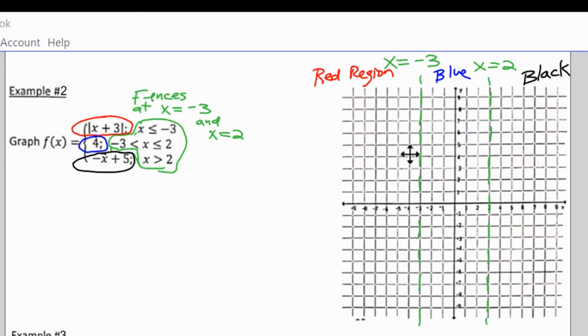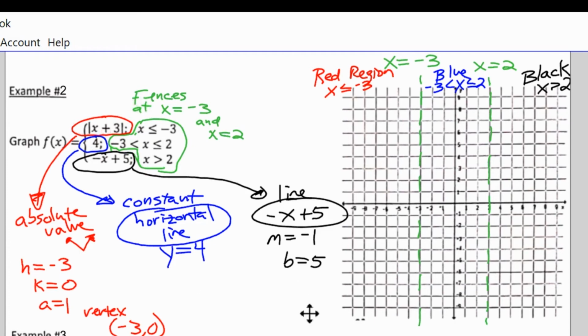So everything to the left of the first fence is going to be this red region. It's going to follow the equation absolute value of x plus 3. Between the two fences is my blue region. It has this constant term 4. And then everything to the right of the second fence is going to follow this equation, -x plus 5. So here the fences have been drawn.